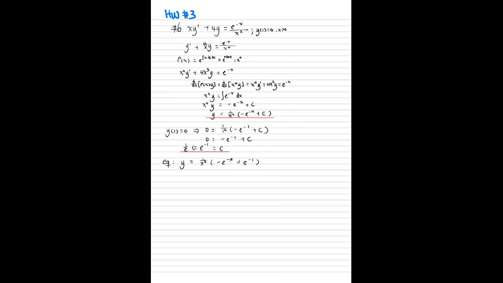So I just follow the steps that were in the class. I have to isolate y prime by itself, so I divide by x on both sides. So I got y prime plus 4 over x times y equals e to the negative x over x to the fourth. And then rho of x equals e to the integral of 4 times 1 over x dx, which is equal to x to the fourth.